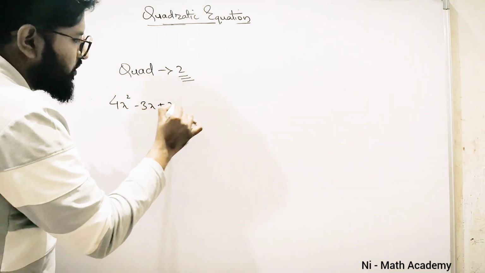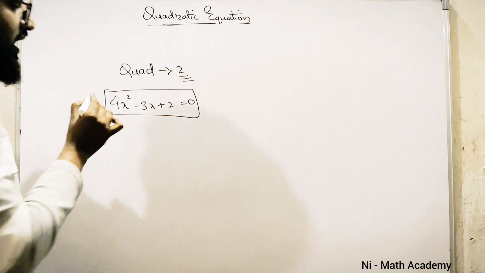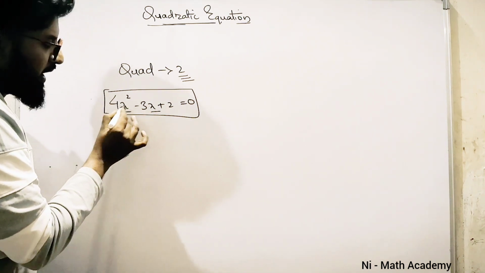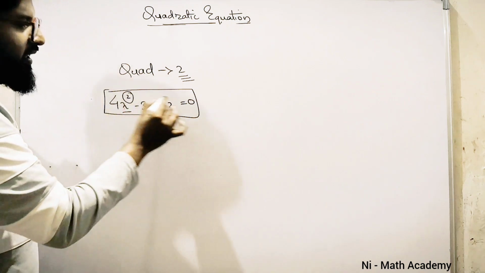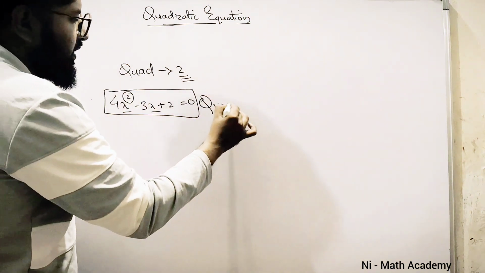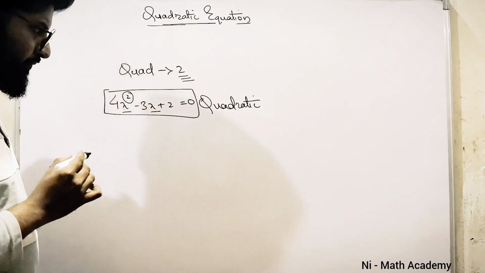Suppose if I write 4x square minus 3x plus 2 equal to 0, you can see there is one variable x, and x has the highest power as 2, so it is a quadratic equation. If there is no power, it means the power is 1, so it will not be a quadratic equation.